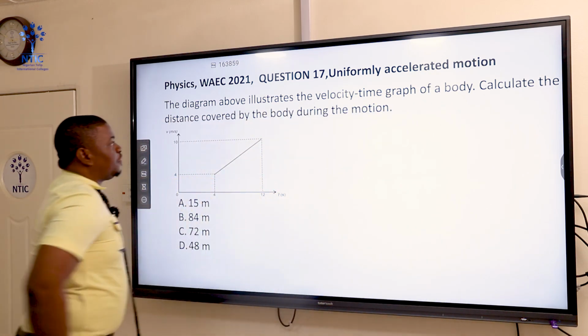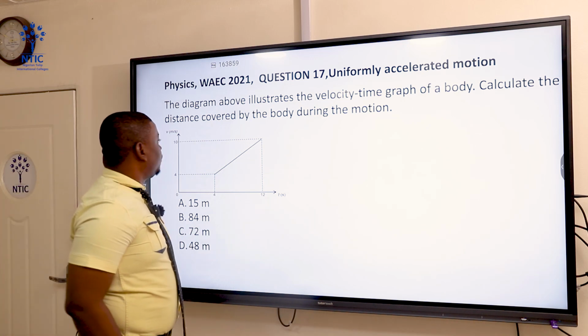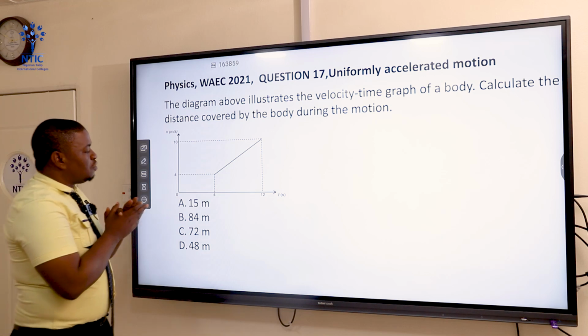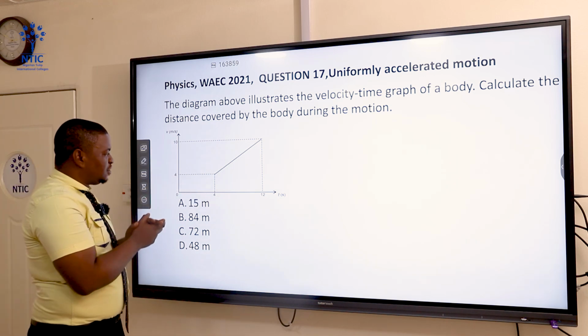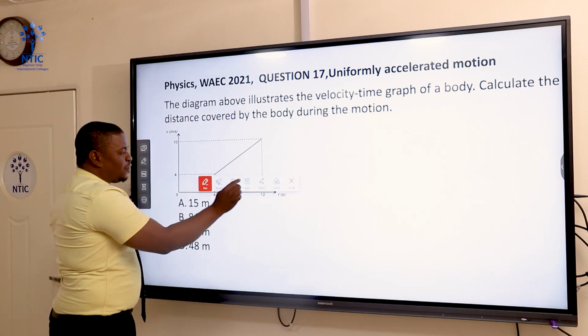The diagram above illustrates the velocity-time graph of a body. Calculate the distance covered by the body during the motion. Now, the distance here, they're asking us to look for the area under the graph. We are going to start from here and look for the area of this shape.